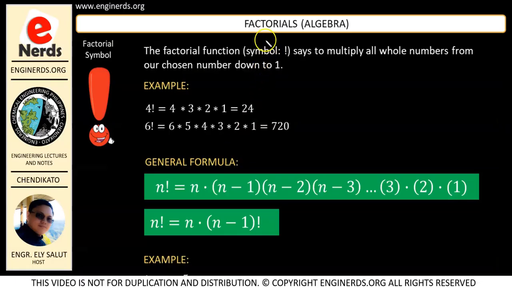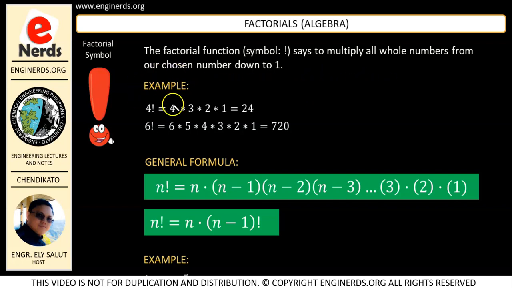Ang topic natin ngayon is about factorials, which is using the punctuation mark as a symbol. So, ano ba itong tinatawag nating factorial? The factorial function with symbol punctuation mark says to multiply all whole numbers from our chosen number down to 1. So, what it means is that if we have a factorial of a given number, we have to multiply all the whole numbers starting from our chosen number pababa papunta sa 1.